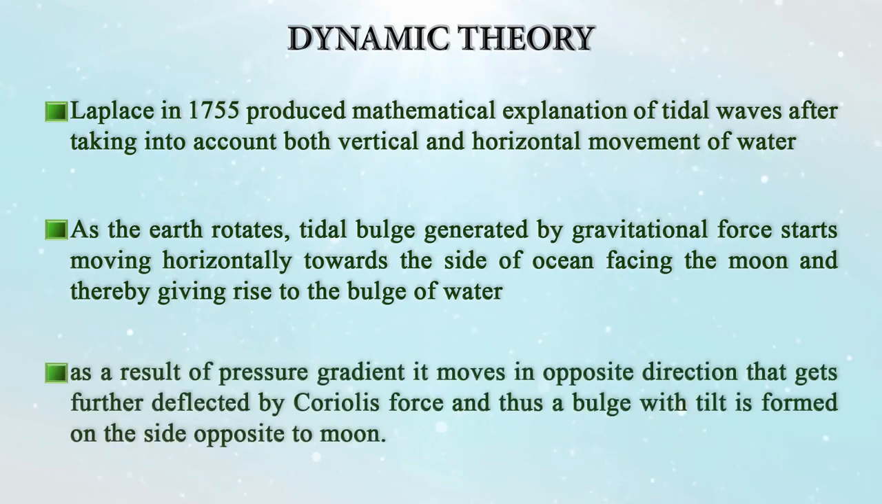Obviously, when this portion of the earth is facing the moon, the bulge is created by the horizontal movement of water; then only the vertical rise will be created. But as a result of pressure gradient, it moves in the opposite direction, which is further deflected by Coriolis force. You must have studied about Coriolis force, which is the force related to the rotation of the earth, due to which ocean currents or winds are deflected to their right in the northern hemisphere and to their left in the southern hemisphere. This is because of the rotation of the earth.